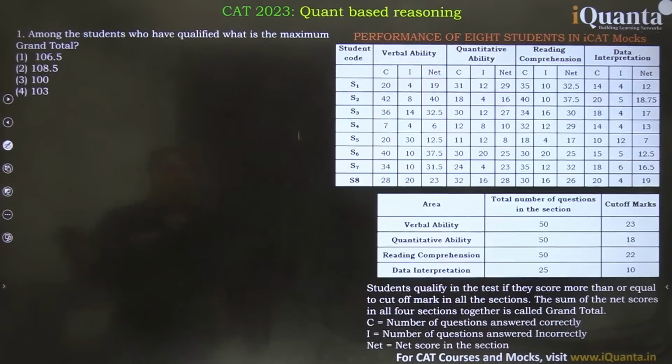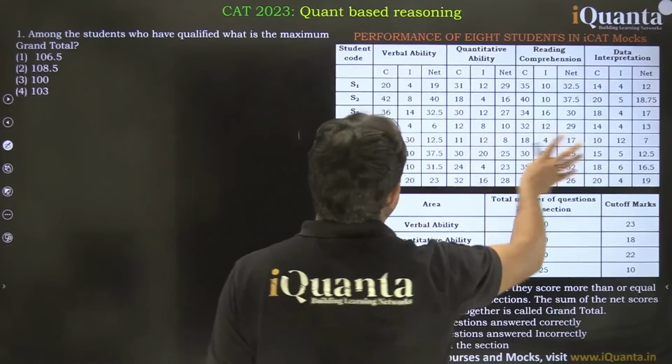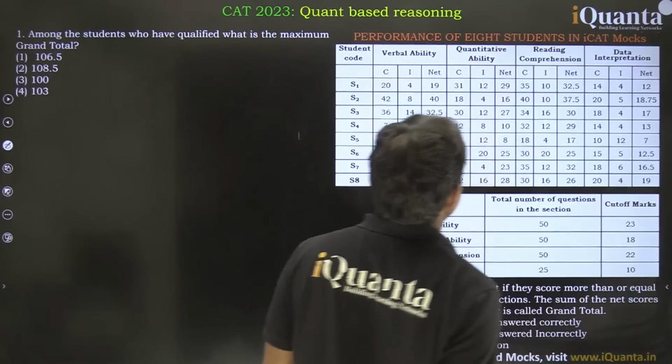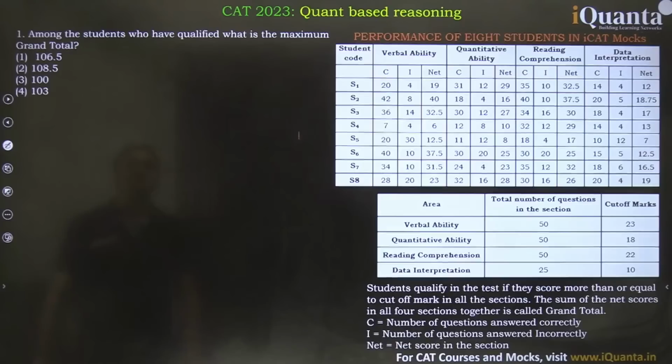So the table is very simple. Marks have been given for all the students, 8 students, and the cut off marks have been given here. Now it says, among the students who have qualified, what is the maximum grand total?